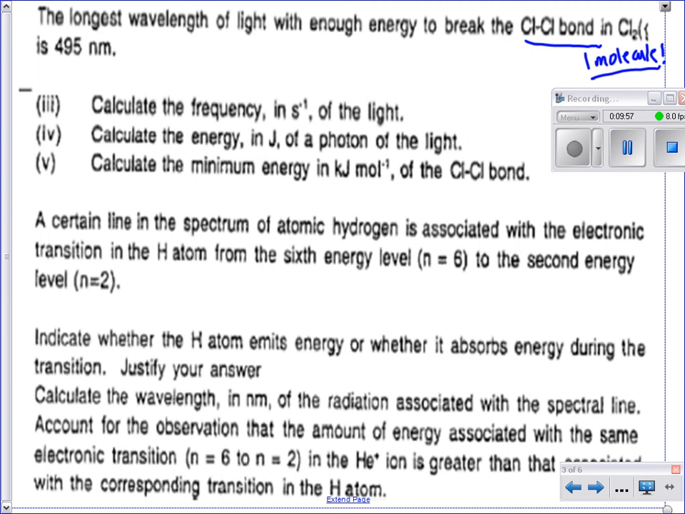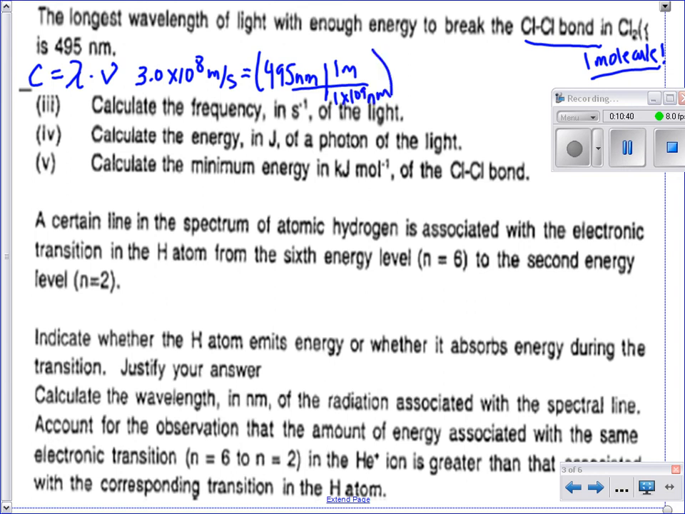The first part says to calculate the frequency of this light. So what equation can we use to calculate frequency if we know wavelength? C, the speed of light, is equal to wavelength times frequency. So we're going to plug our information in. 3.0 times 10 to the 8th meters per second is equal to, we have an issue though. What's wrong? We need meters, so we're going to do a conversion. For every 1 meter, I have 1 times 10 to the 9th nanometers. So that's my wavelength, and I'm going to solve for frequency.